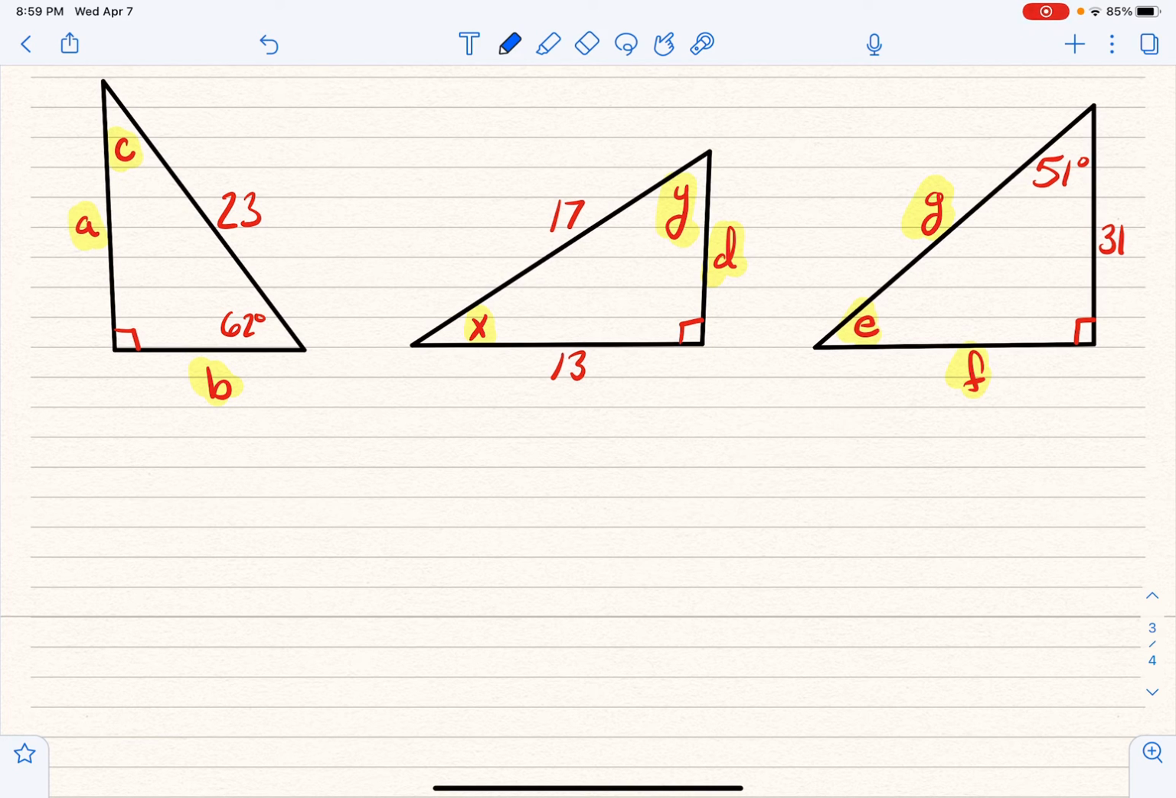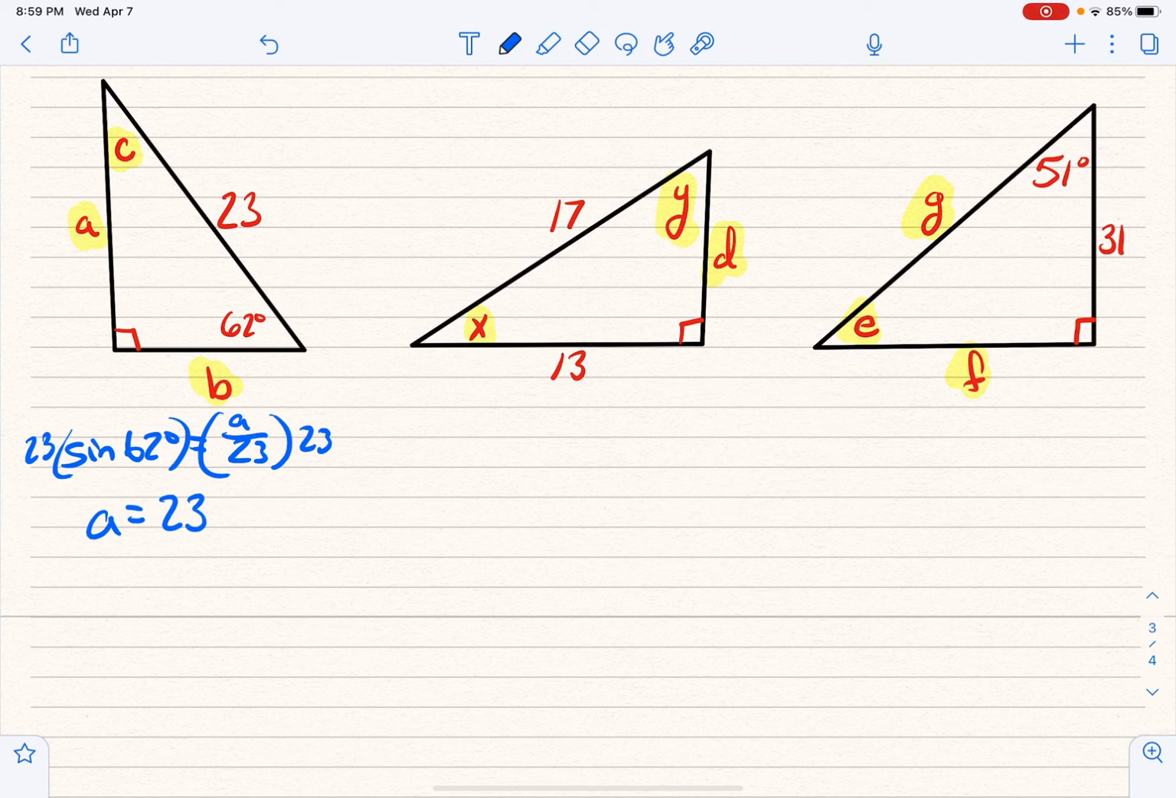For the first one, I'm going to say, well, I know the sine of 62 degrees is equal to a over 23. Multiply both sides by 23. Okay, so then you get a is equal to 23 times the sine of 62 degrees. So I say 23 times the sine of 62 degrees, and I get, well, that's about 20.3. I'm going to round to the nearest tenth for the sides, 20.3.